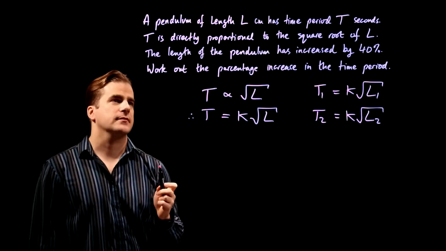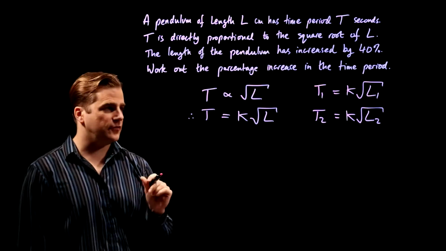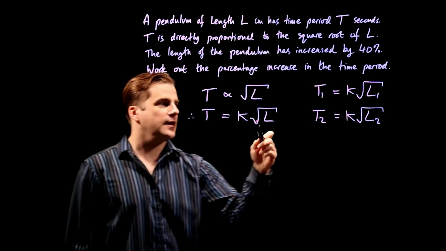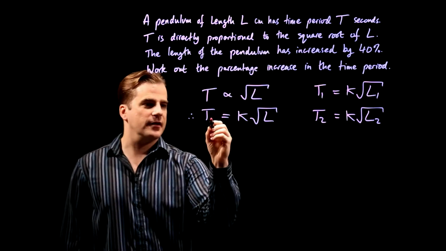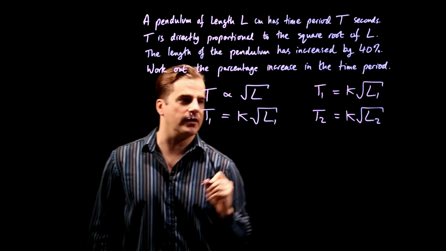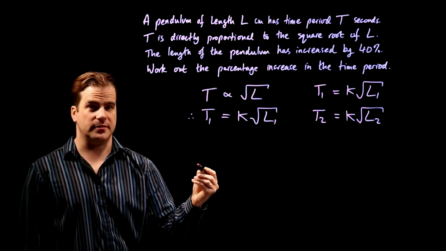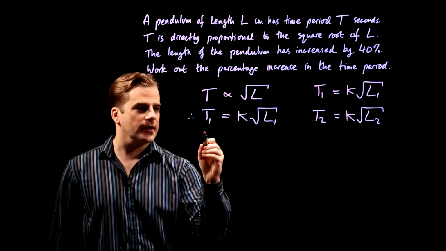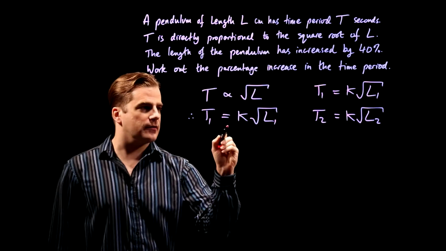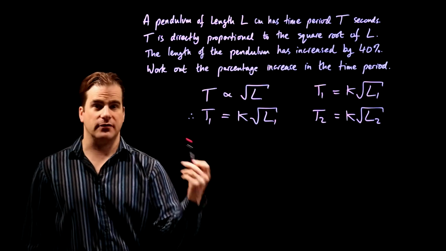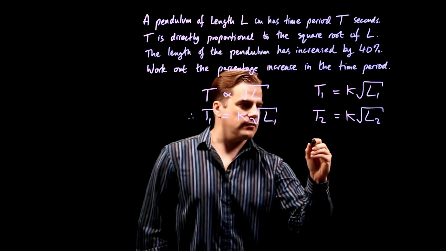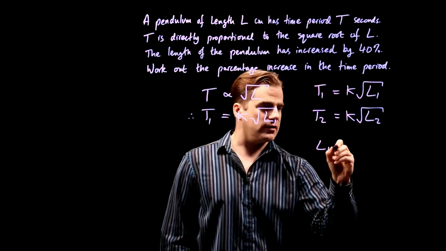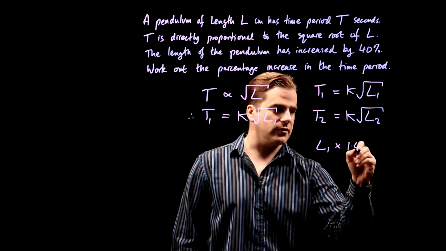So, the length of the pendulum is increased by 40%. So we're going to increase, let's call it L1, okay? So therefore, T1 is equal to some constant times the square root of L1. We're going to increase L1 by 40%. We're going to call that L2. So, how do you increase L1 by 40%? L1 increased by 40% is L1 times 1.40.